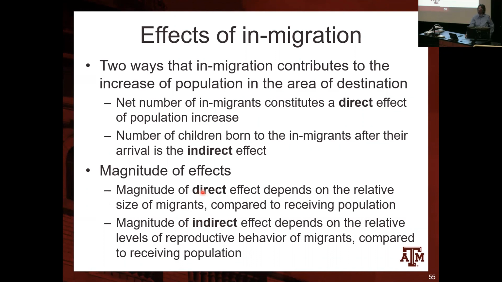The first generation immigrants will have an impact in the destination if the destination has a small population. The second generation immigrants will have an impact if the fertility of the first generation is higher than the fertility of the US-born population. So you're going to have more children of immigrants than children of people from that specific area.